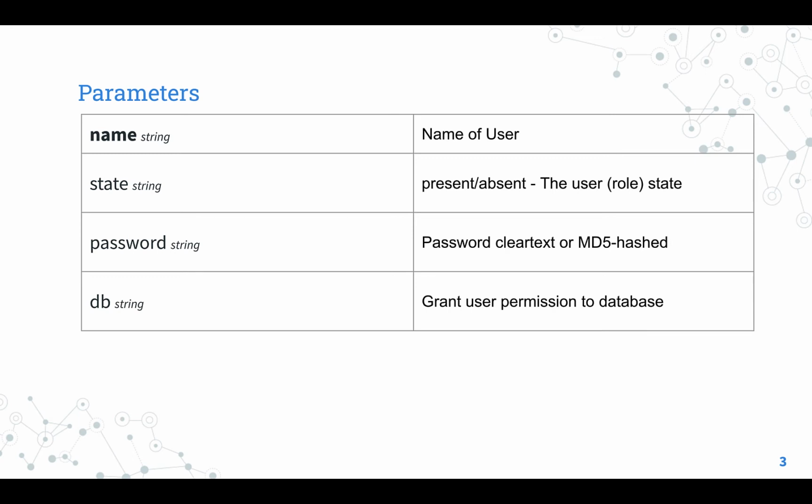You could specify the desired password in the password parameter in clear text or MD5 hashed format. You could also specify a database option with the name of a database to connect to and where the user's permissions are granted. Another way is to perform the same operation using the postgresql_privs Ansible module. And now, demo time.